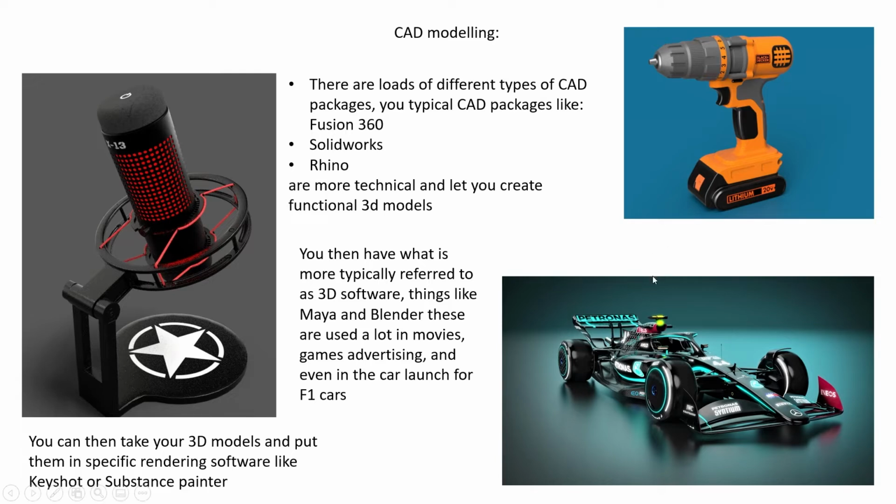You then have what is typically more referred to as 3D software. So that'd be your Maya and your Blender. Now Maya is made by the same people that make Fusion, and Blender is open source, so anyone can download Blender for free. They'll still let you produce 3D objects.